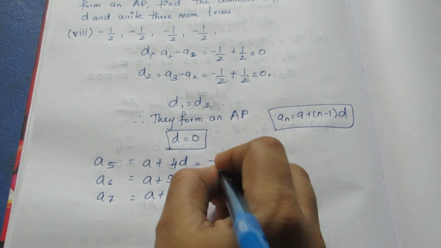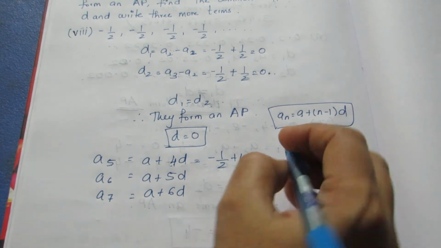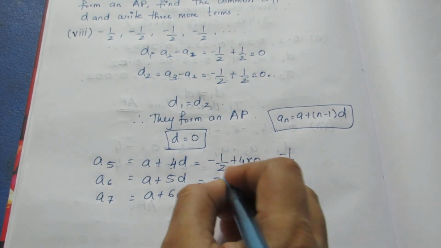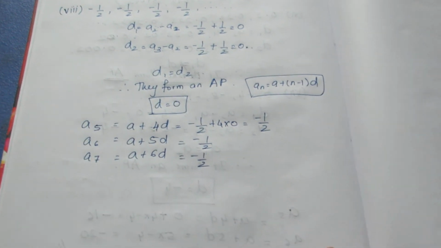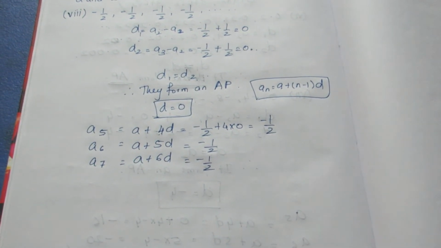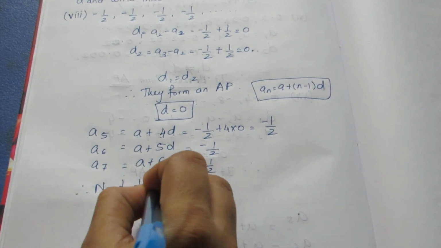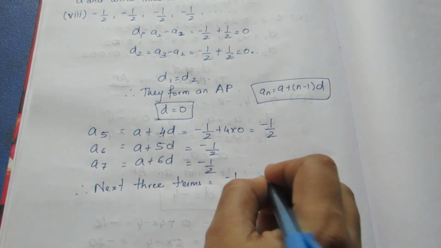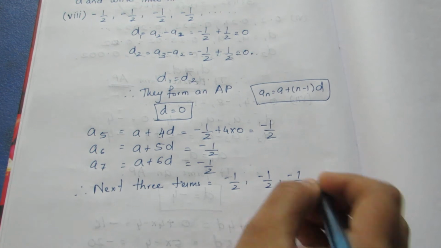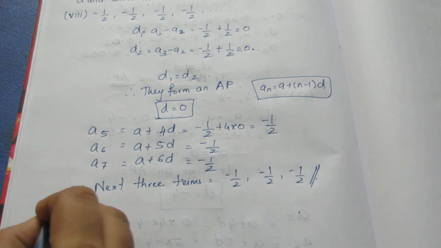Now A is minus 1 by 2 plus 4 into 0. 0 into any number will be 0, so minus 1 by 2. Same way, here is also minus 1 by 2 and here is also minus 1 by 2. We need to write the next 3 terms. Therefore the next 3 terms will be minus 1 by 2, minus 1 by 2, minus 1 by 2. This is the answer for the 8th sum. We'll move on to the 9th one.